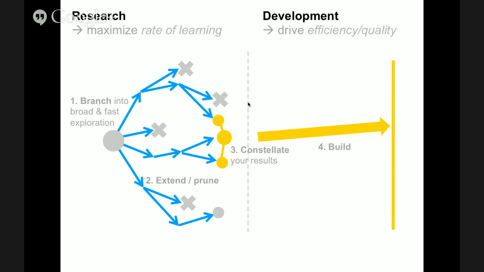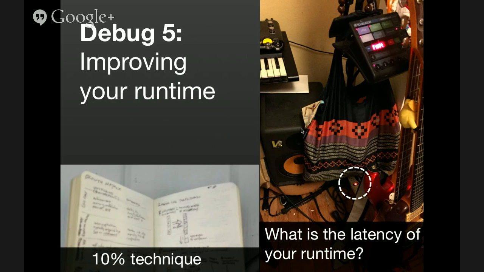And with 150 hardware prototypes, 40 stars, we formed about 4 or 5 constellations, and one of them we chose to move into the development cycle, which is what we've got right there. All right, last debug, and this one should be pretty quick.